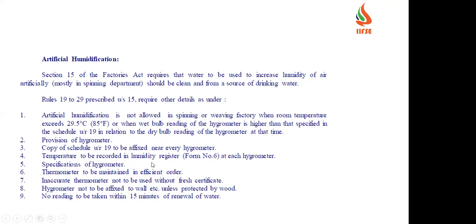Then the temperature is to be recorded in the humidity register, which is Form 6, at each hygrometer. And the specification of the hygrometers to be displayed, the thermometer to be maintained in efficient order, and an inaccurate thermometer not used without any fresh certificate. If you are using any thermometers, those thermometers should have a fresh certificate or be calibrated. And no reading to be taken within 15 minutes of renewal of the water.